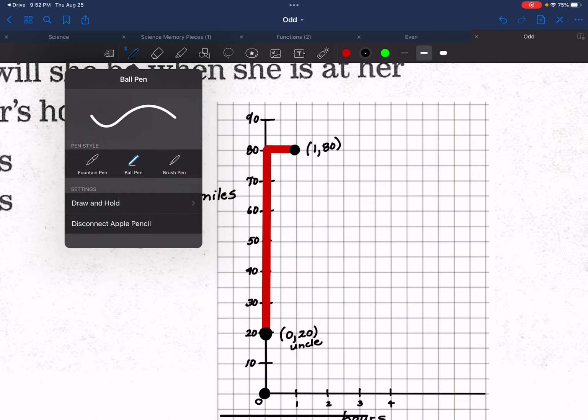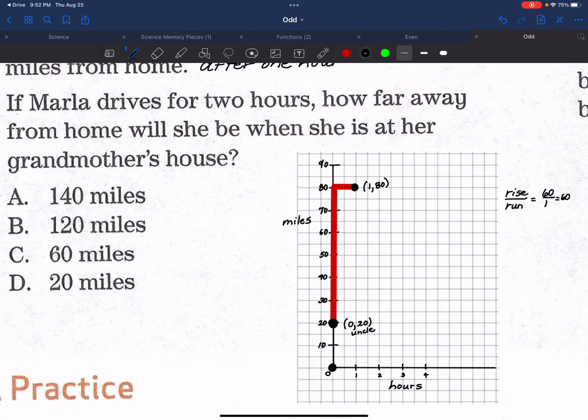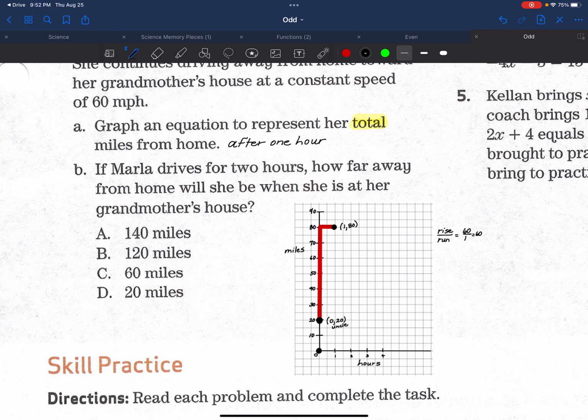So the rise is 60, the run is 1. So you could say rise over run is 60 to 1. This is a huge slope because she's moving pretty fast. Okay, so the slope there is 60. The first question says to graph an equation to represent her total miles from home after 1 hour. So this is going to be the graph right there.